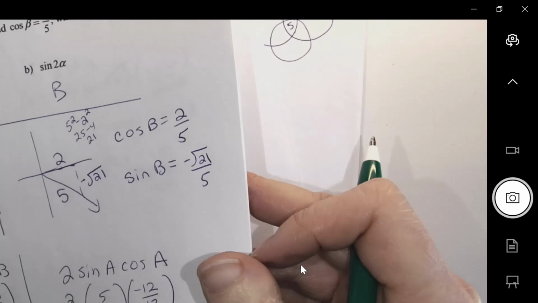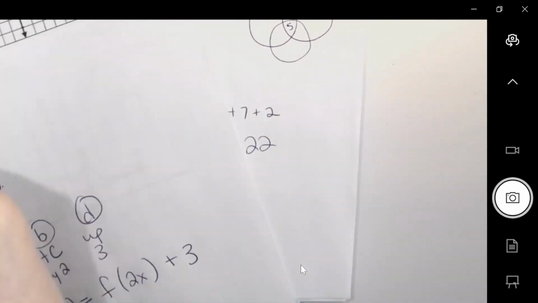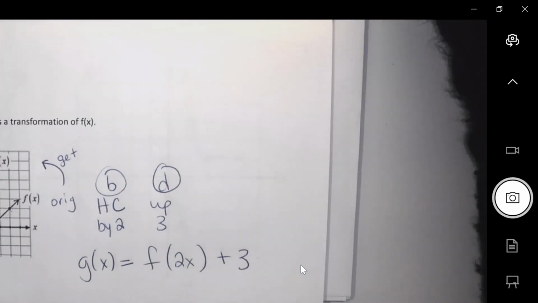Okay. Graphing. You've done a lot of graphing this year. So tomorrow and Friday, you're going to work on everything graphing, right? Does that work?